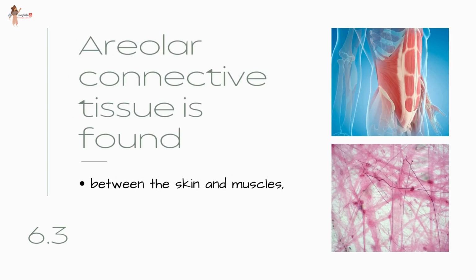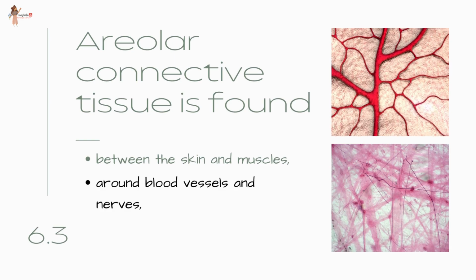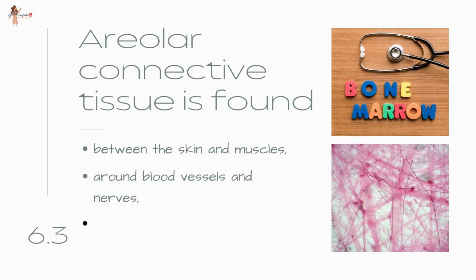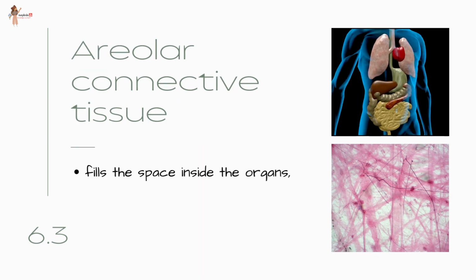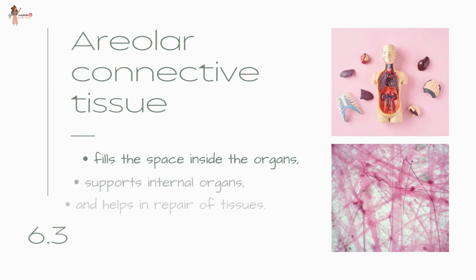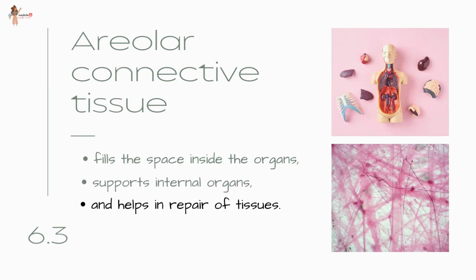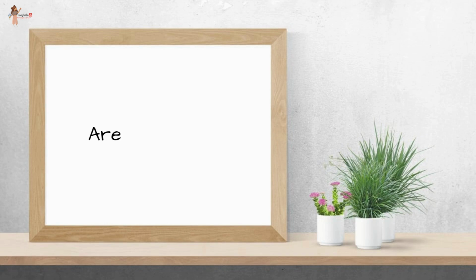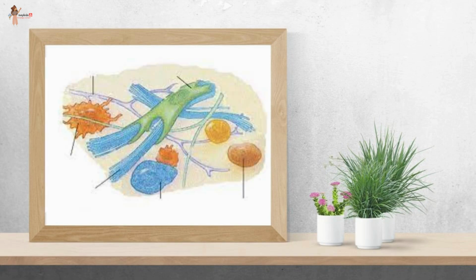Areolar connective tissue is found between the skin and muscles, and also around blood vessels and nerves, and in the bone marrow. It fills the space inside the organs, supports internal organs, and helps in repair of tissues. Let's see what are the parts of an areolar tissue. This is how it looks like.